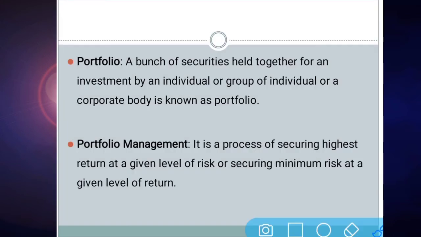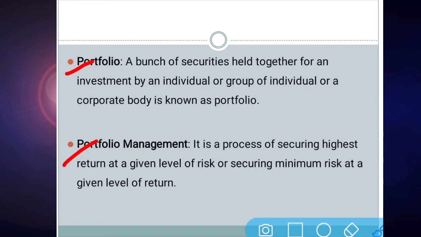The next word is portfolio. A portfolio is nothing but a bunch of securities held together for investment by an individual, a group of individuals, or a corporate body. If a person has 1 lakh rupees and he invests this 1 lakh rupees in shares of 10 different companies, then combinedly this is called a portfolio.